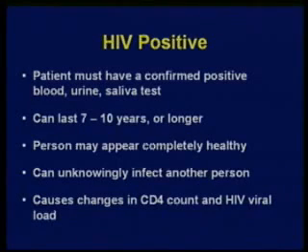So just some basics so we're all on the same page. To be HIV positive means one must have a confirmed positive blood, urine, and saliva test, and this state can last 7 to 10 years or longer, and I'm going to show you examples of where it's longer or shorter, but the person may appear completely healthy. Also know that the HIV positive patient can unknowingly infect another person, and it causes changes in CD4 and the HIV viral load.